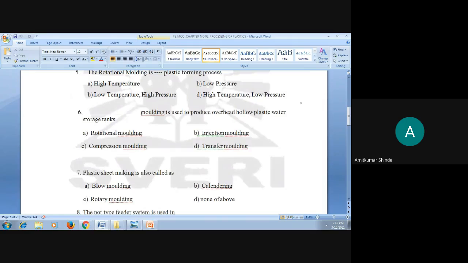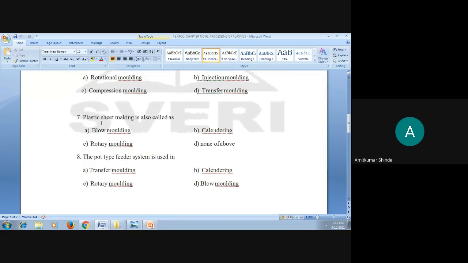Now, with the help of which process are hollow plastic water storage tanks manufactured? You can provide an answer in the chat box. Its answer is rotational molding. Water storage tanks are manufactured with the help of rotational molding. Then the plastic sheet making process is termed calendering. Then the pot tie feeder system is used in.